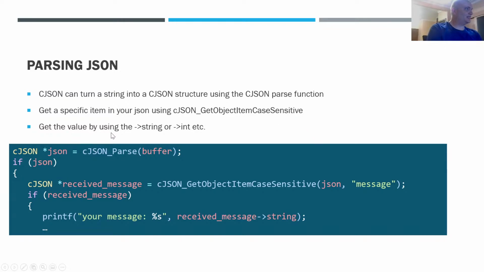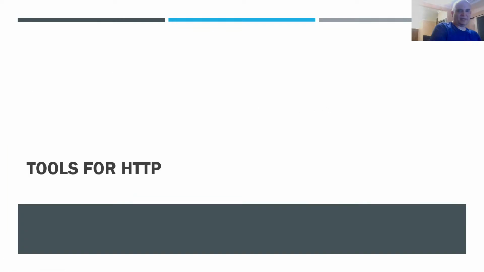And then we can use things like the value string or int to get the actual number or the actual string itself. There are various other properties that you can use to get different types, such as if it's a double or whatever. All right, let's go ahead and have a look at that.